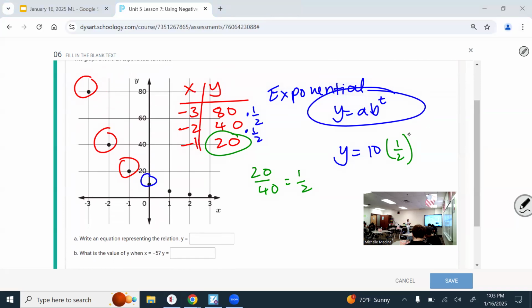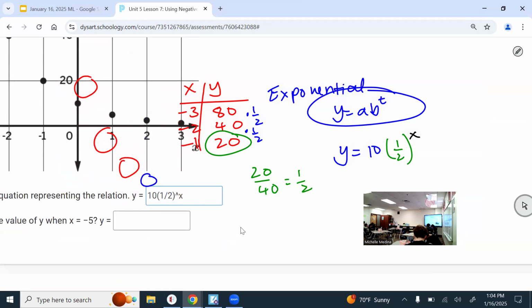So then I'm going to make the exponent an x, because when you look at the next question, it says the value of y when x is -5. If you use a different exponent, it'll probably mark it wrong. So when I type it in, we'll take a look at the key to see what all it accepts. I would type it in like this. And you do need the little caret for the exponent.